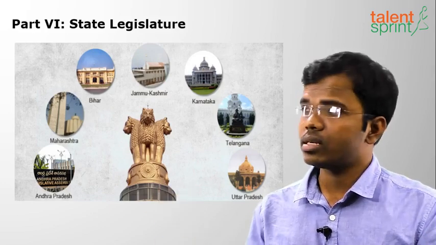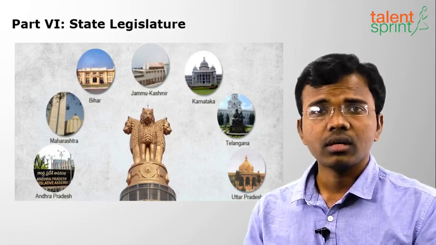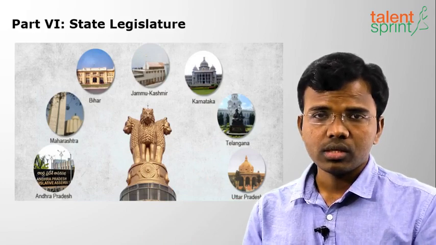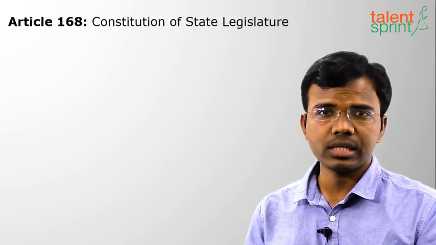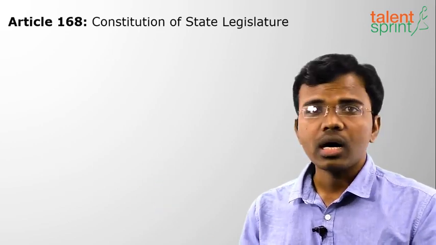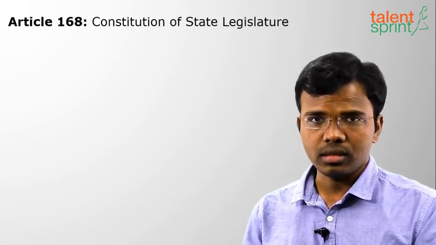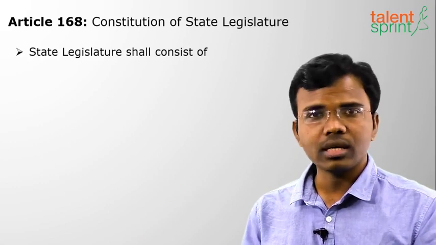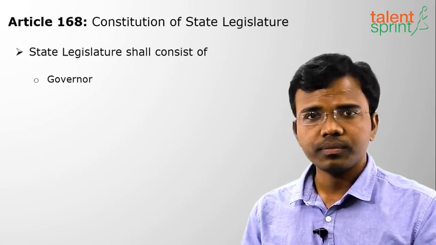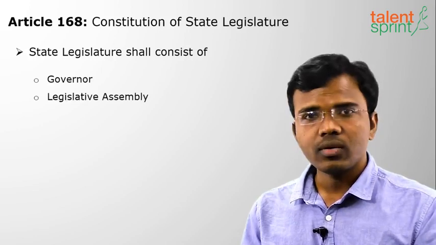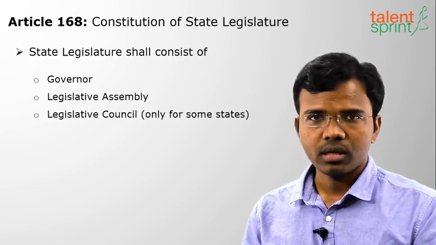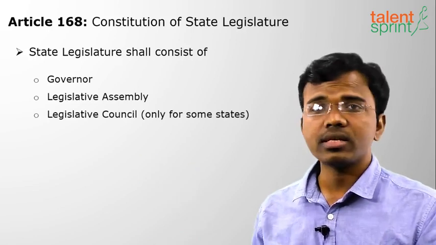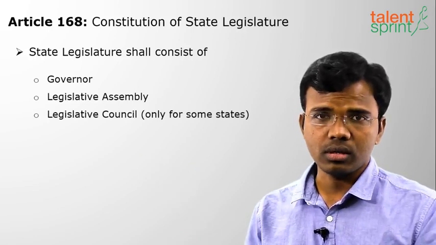Only 7 states have legislative council. So moving on to the state legislature. The constitution of state legislature is mentioned in article number 168. So the state legislature consists of governor, legislative assembly and legislative council. Till date only 7 states have legislative council.